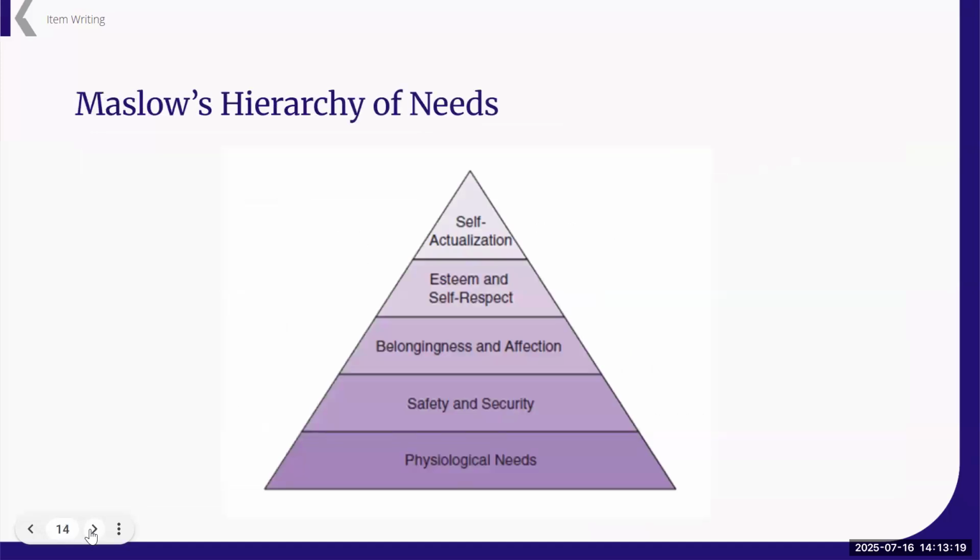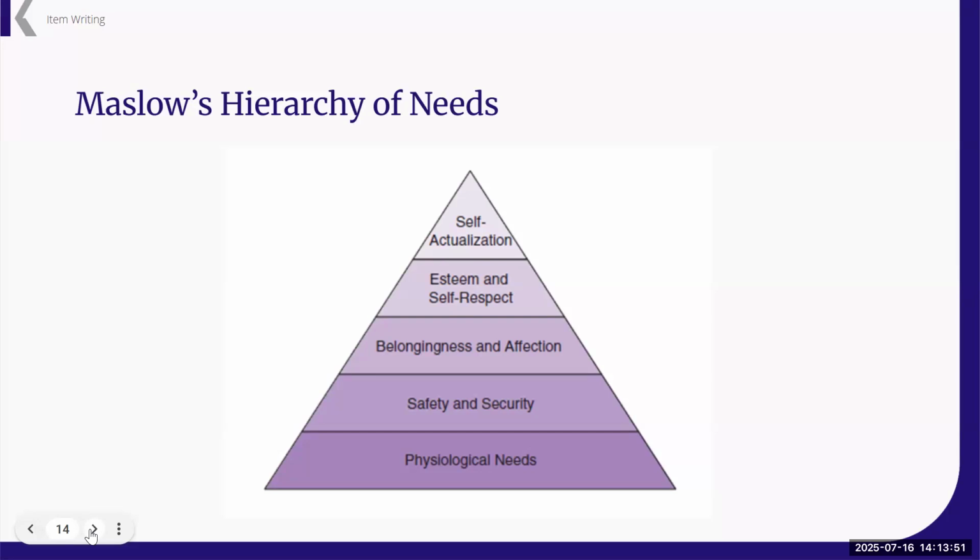Maslow's hierarchy of needs is a foundational framework to prioritize care. Maslow's model organizes human needs into 5 levels, starting from the most basic and essential for survival at the bottom to the higher level psychological and self-fulfillment needs at the top. In the context of nursing and item writing, this model helps us determine which patient needs take precedence in a clinical scenario.